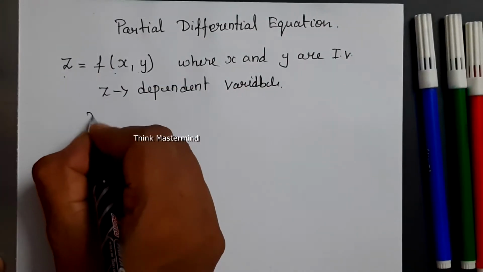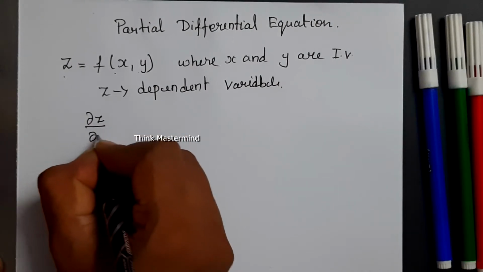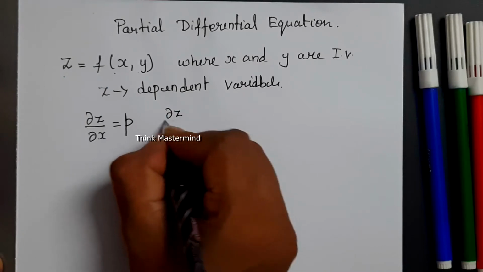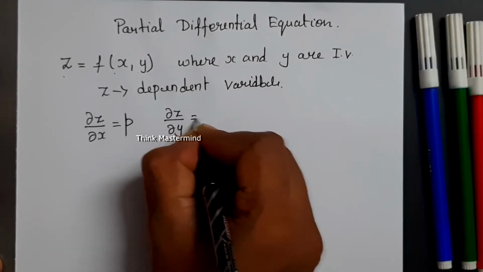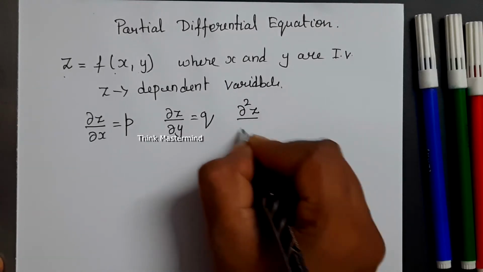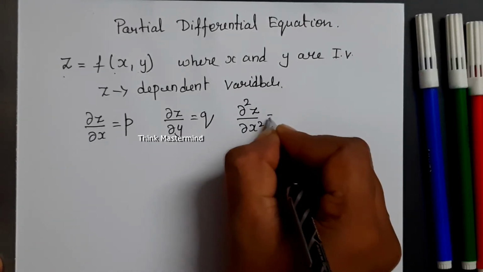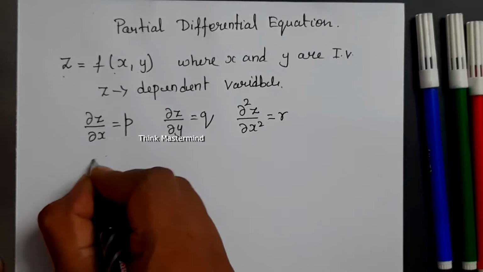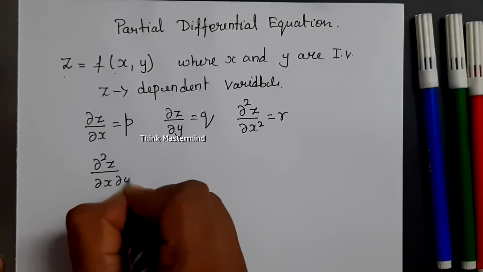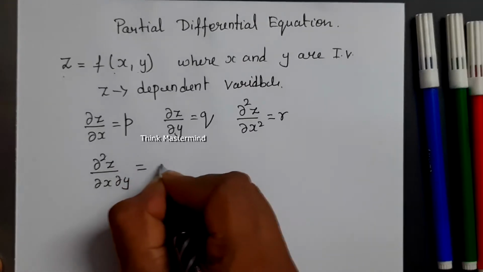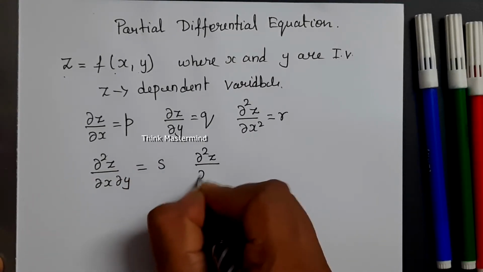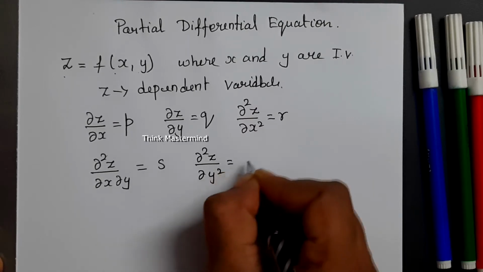x and y. That is, dou z by dou x is denoted as p, and dou z by dou y is denoted as q, and dou square z by dou x square is denoted as r, and dou square z by dou x dou y is denoted as s, and dou square z by dou y square is equal to t.